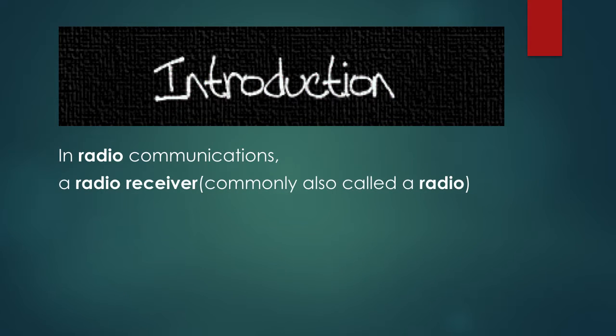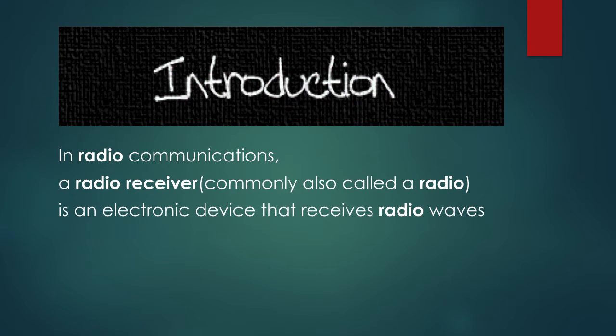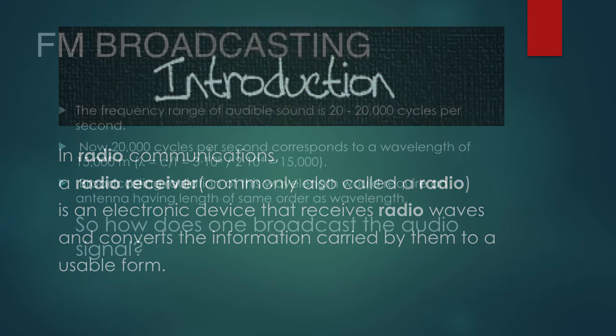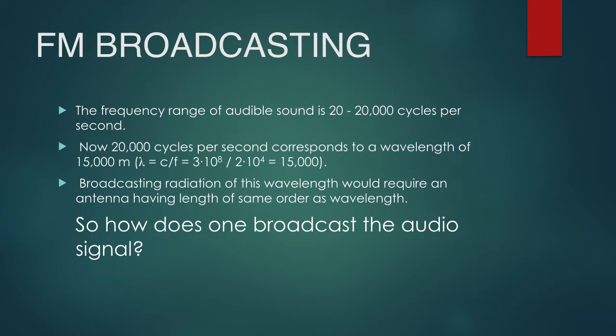Introduction. What is a radio receiver? It is an electronic device that receives radio waves and converts the information carried by them to a usable form. You'd require FM broadcasting. The frequency range of audible sound is 20 to 20,000 cycles per second. It would correspond to a wavelength of 15,000 meters.